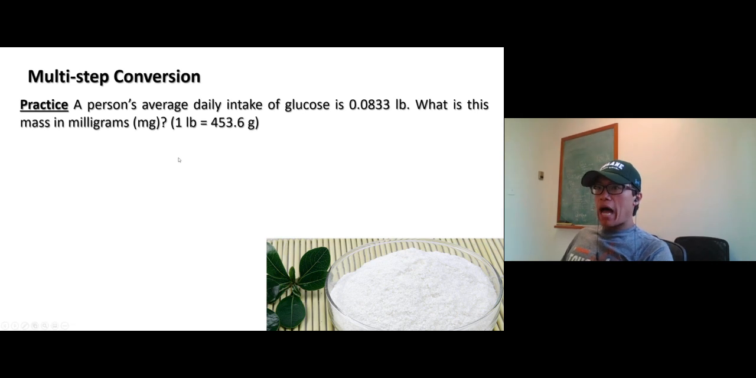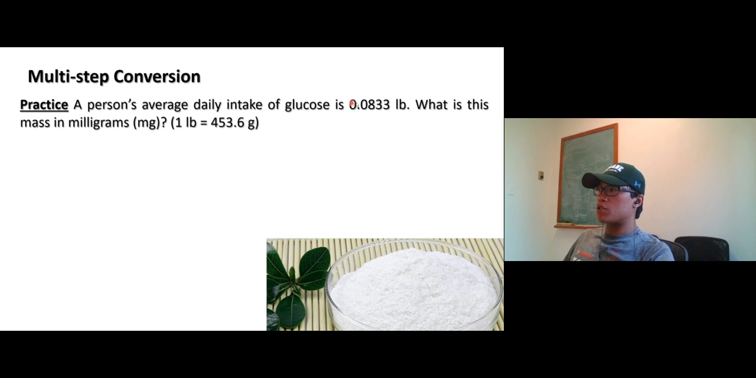All right, let's try something a little bit more challenging. So 2 steps or more. A person's average daily intake of glucose is that pound. What is the mass in milligrams of this glucose? So basically, you are asked to convert pounds to milligrams. And the conversion factor that you have is pound to gram.